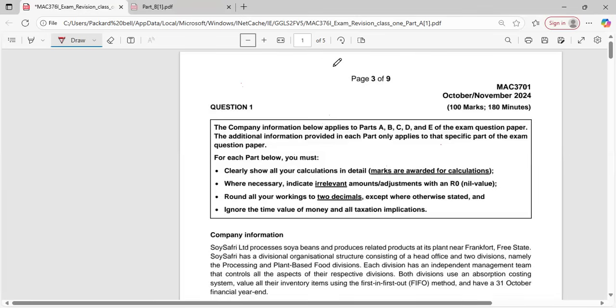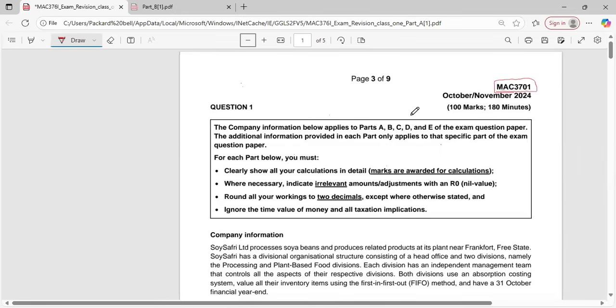I wanted to say, we have started with our revision classes. So, I think I sent the question papers that we are likely to do in our revision class. So what we'll do is we will focus on, for now, I just introduced this costing. Remember the MAC 3701, it contains costing.